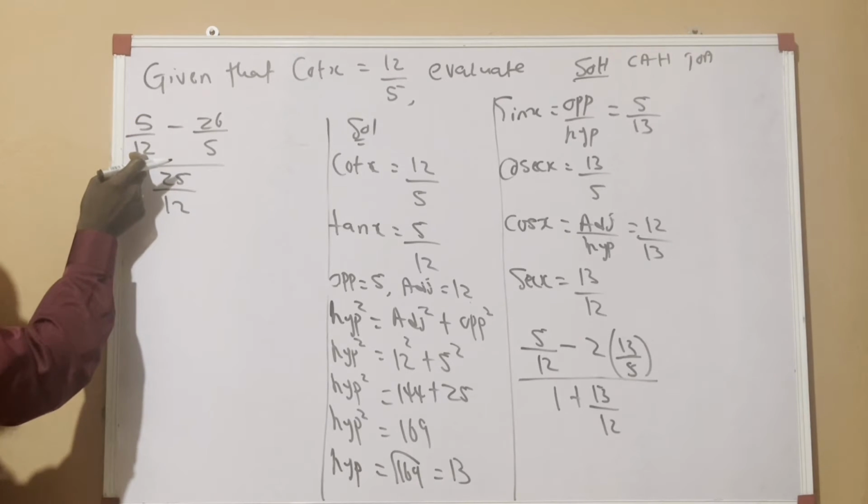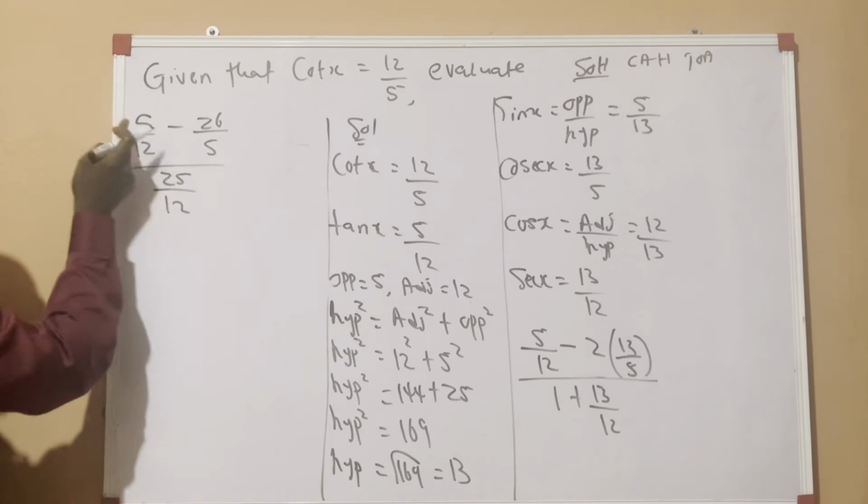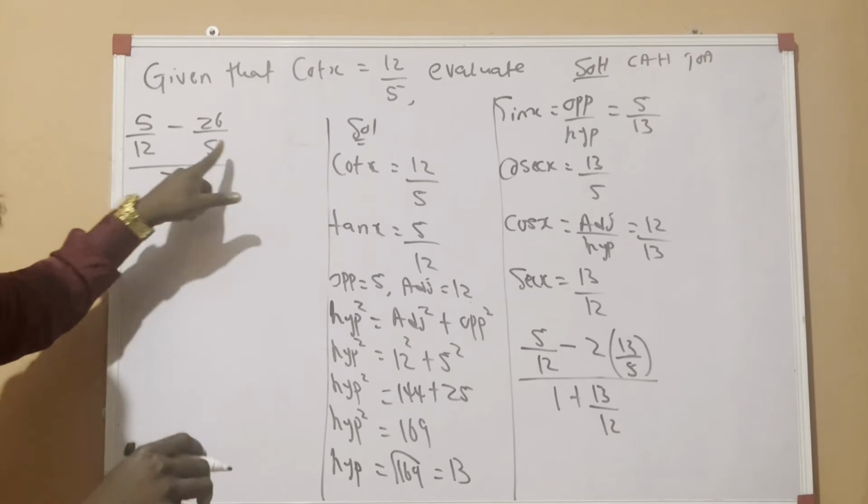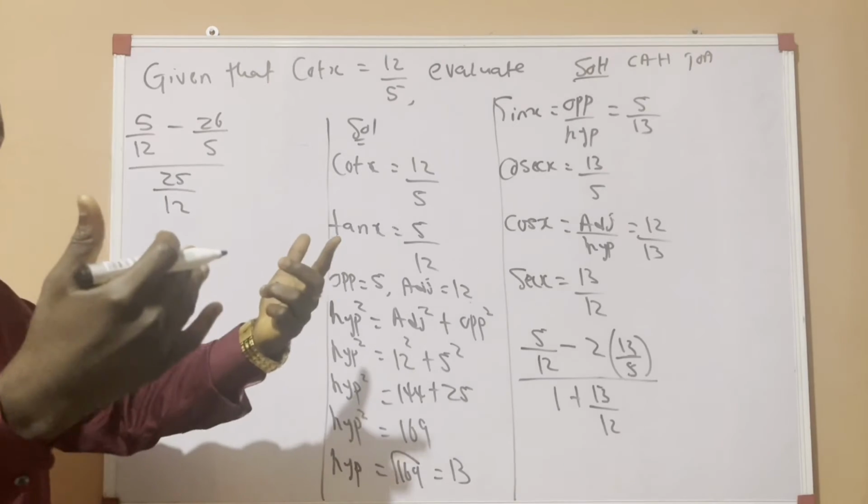This 5 is also carrying a what? A denominator, 12. So there's no way I can say 5 times 5 minus 9, it should be wrong. So what am I going to do here now? I'm going to look for the LCM of 12 and 5 at the numerator.